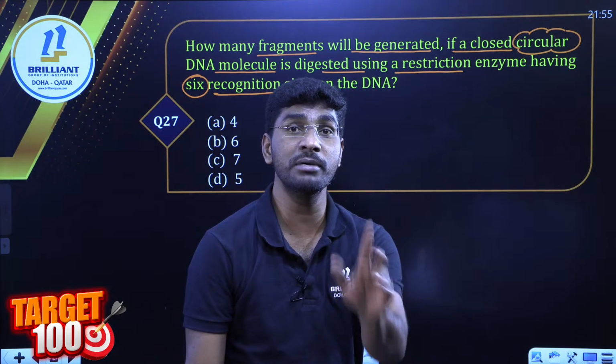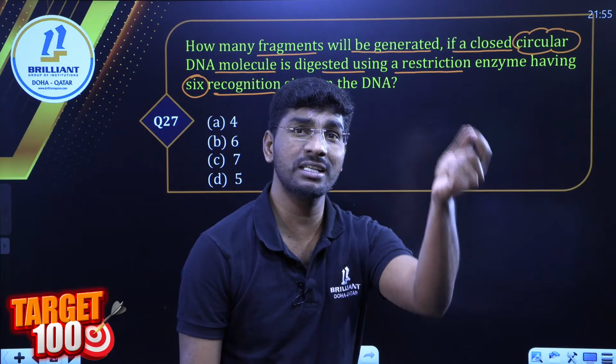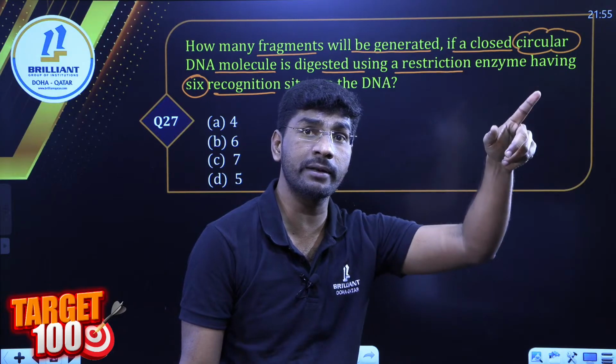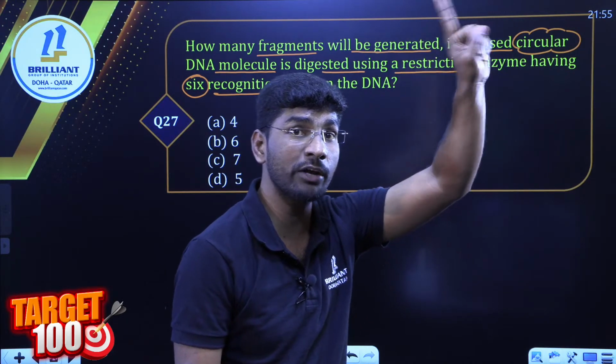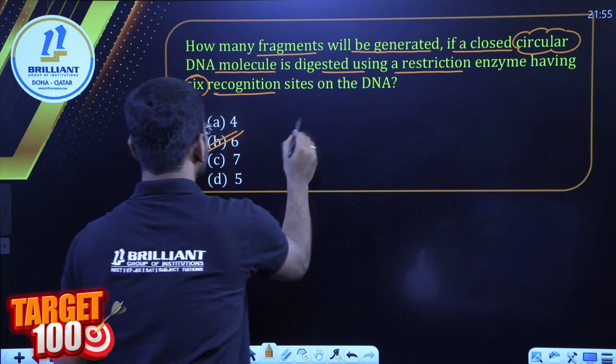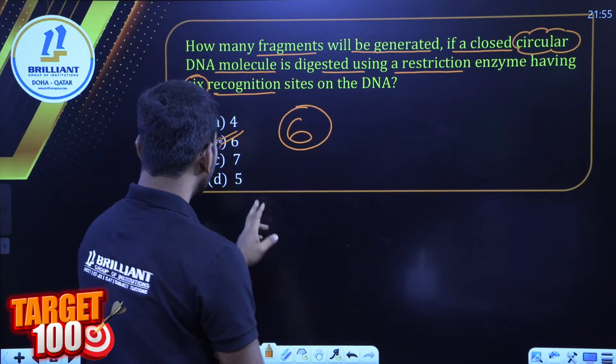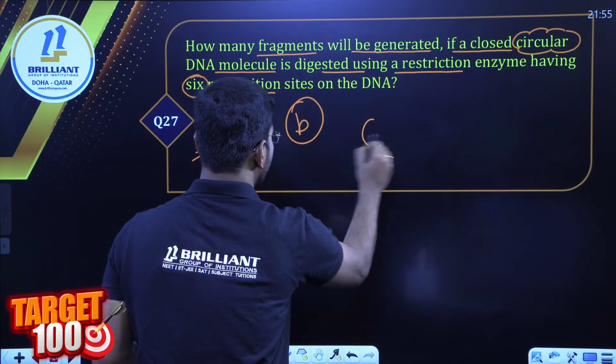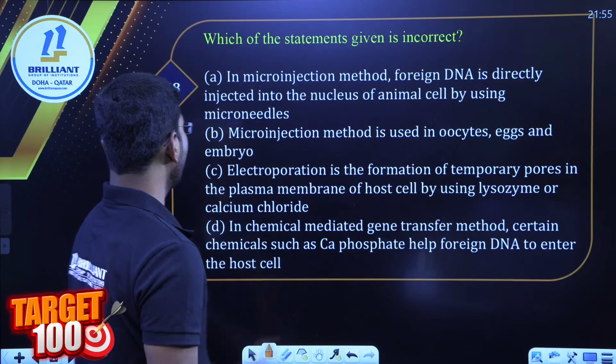You have to remember this carefully. In the question they are giving circular or linear. Linear in our case, our eukaryotic DNA is linear. Circular means bacteria, prokaryote, remember. So the answer is option B, 6 fragments.